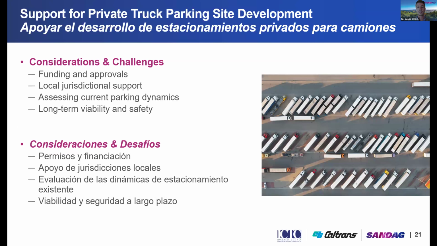assessing the current parking dynamics and ensuring the long-term viability and safety of these sites, making sure that if they're implemented, they're going to have a good plan long-term for maintaining those amenities in good condition. It also might be difficult in areas not supported by market. So there might be a public policy objective to provide these truck parking sites in certain areas, but maybe it doesn't make sense for the private sector to do it. So this type of strategy might not be appropriate in all locations.